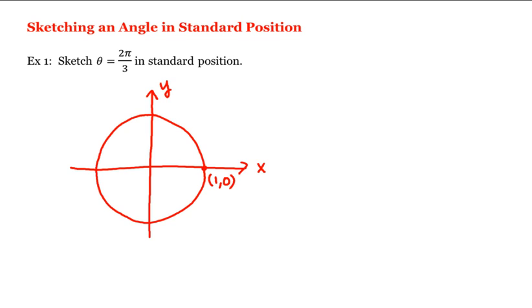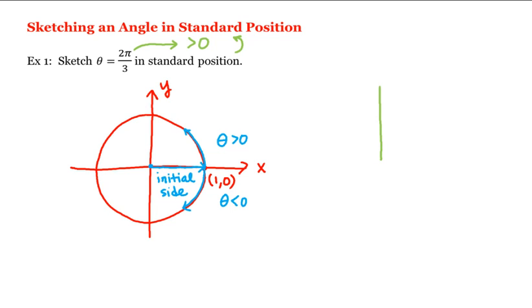Now, an angle is in standard position if its initial side is on the positive x-axis. If theta is greater than 0, we rotate in the counterclockwise direction. And if theta is less than 0, then we rotate in the clockwise direction. Since our angle theta, 2 pi divided by 3, is greater than 0, we're going to be rotating in the counterclockwise direction. But where do we stop?